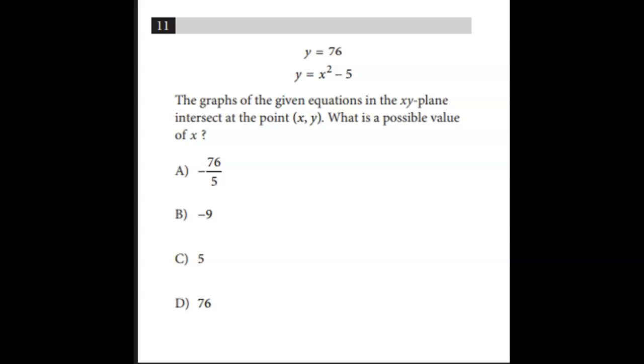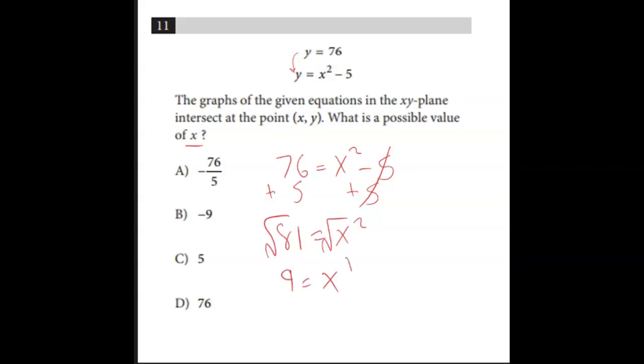Okay, number 11. The graphs of the given equation in the xy plane intersect at point x, y. What is a possible value of x? Okay, well, I would just set these equal to each other because we know y is 76. We can move 76 down there. We can do 76 equals x squared minus 5. Now we can add 5 to both sides. These will cancel out. This looks like it'll be 81 equals x squared. Take the square root of both sides. And now we know 9 equals x.